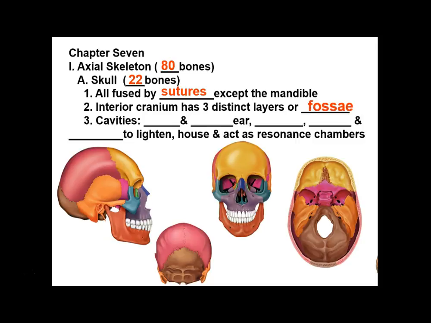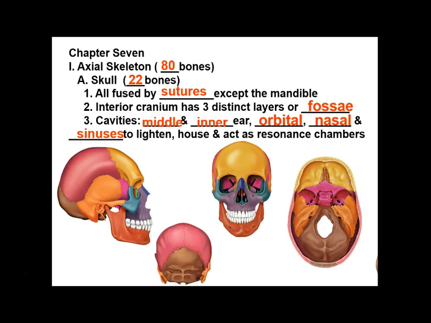There are several cavities associated with the skull. We have our middle and inner ear cavities. We have our orbital cavity that houses the eye, the nasal cavity that houses the nasal structures, and then we have sinuses that are just air-filled cavities. All of these cavities help to lighten the skull so that our neck muscles don't have to be tremendous to support our skull on our vertebral column.